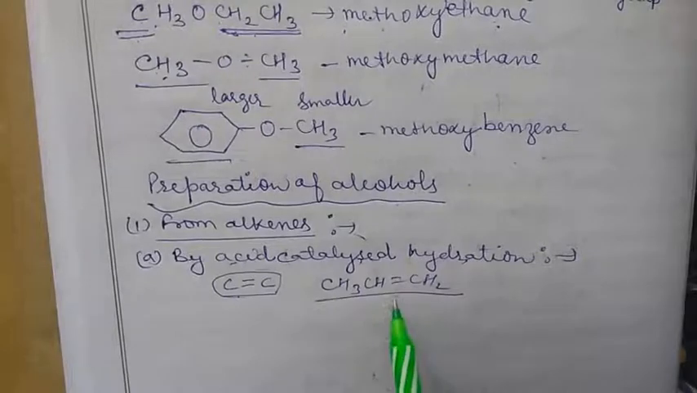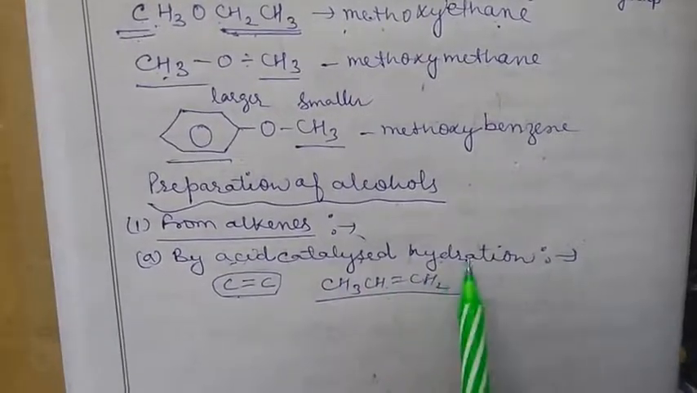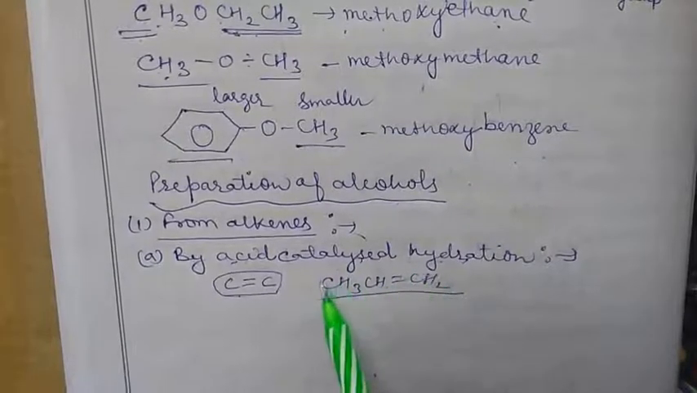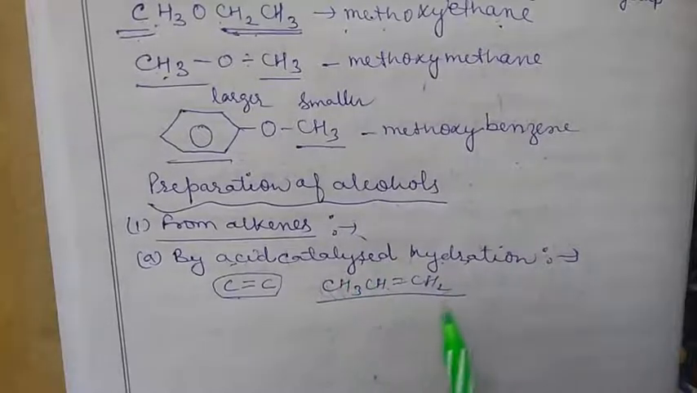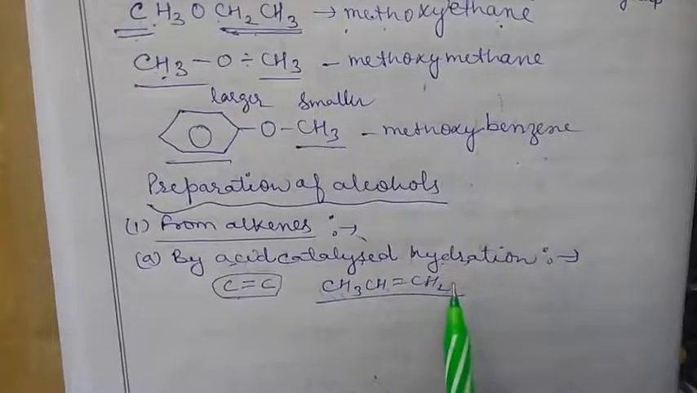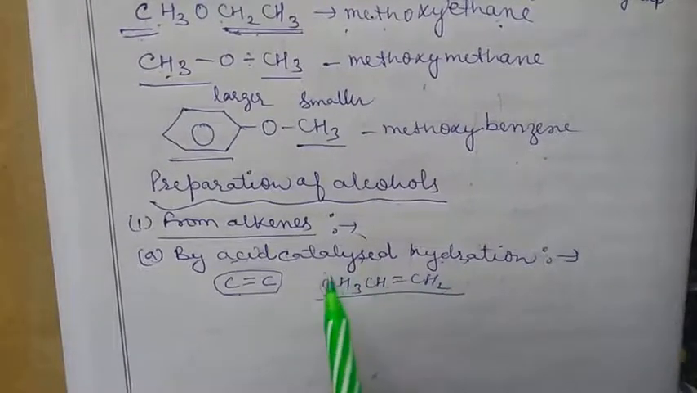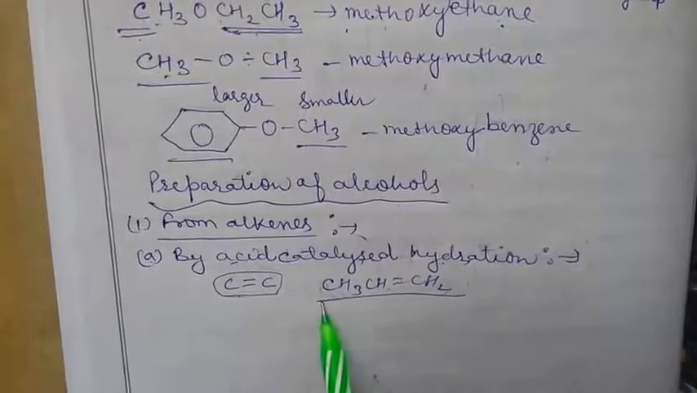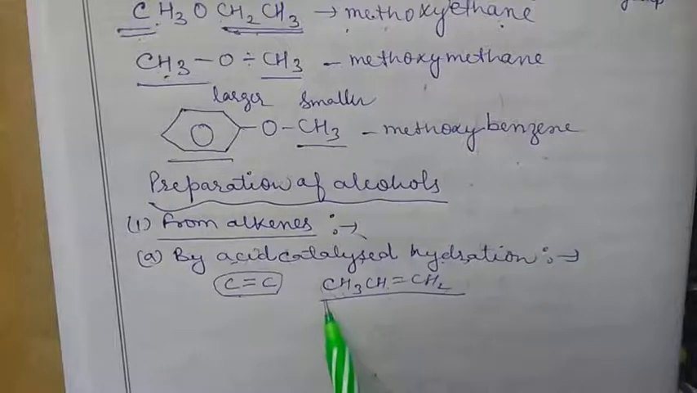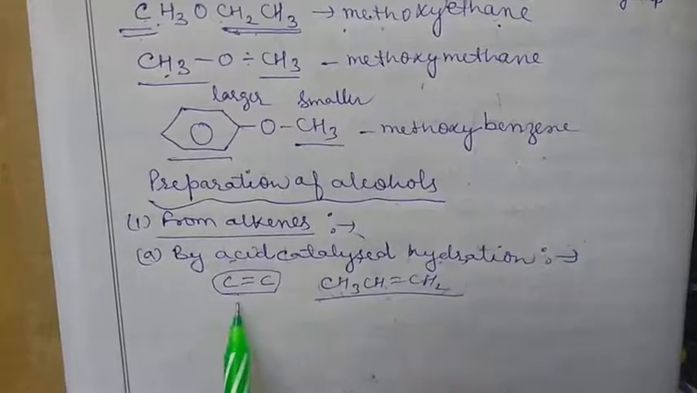So in case of the unsymmetrical alkene, the addition of water takes place according to Markovnikov's rule. We are all aware of Markovnikov's rule, because in the previous chapter we have studied it. So if we have the unsymmetrical type of alkene, it is governed by Markovnikov's rule. Now let's take the example.